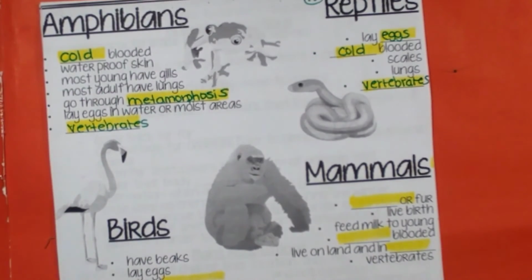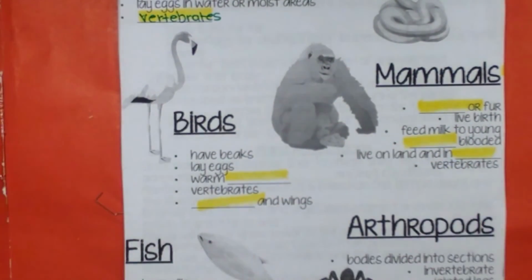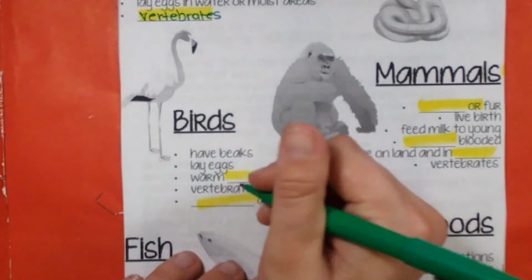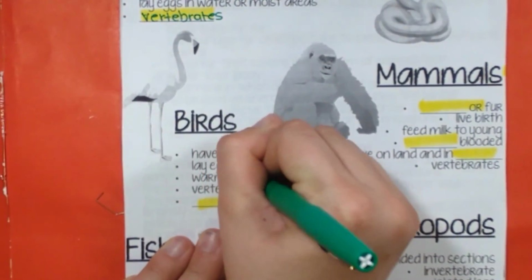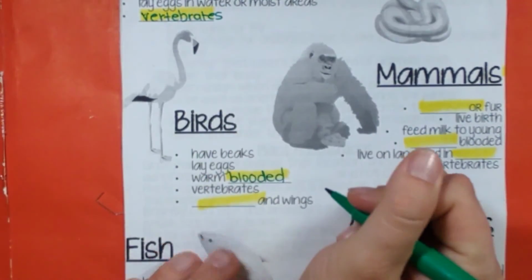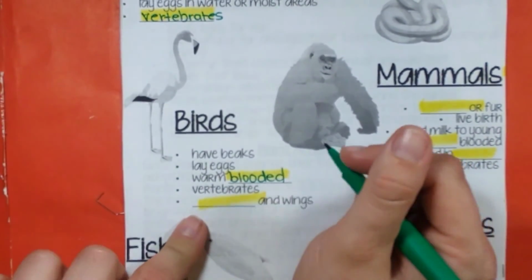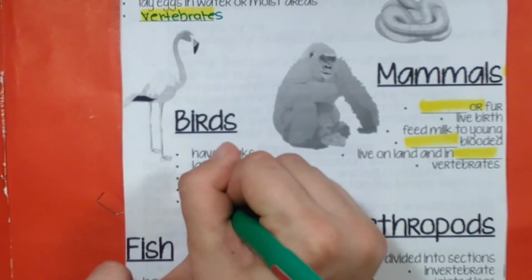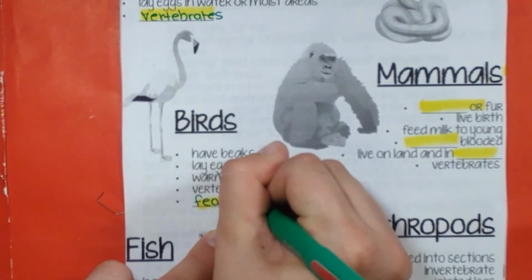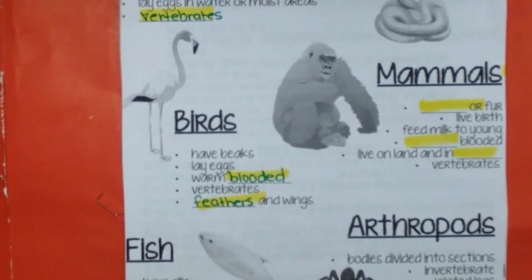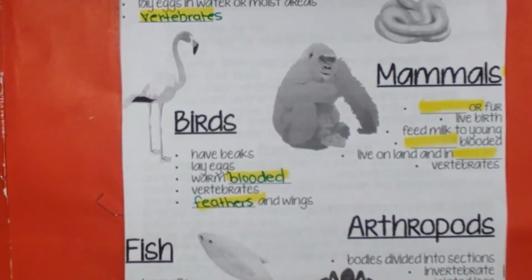The next one is birds. Birds have beaks. They lay eggs. They are warm-blooded, meaning their body regulates its own temperature. They are vertebrates, and they have feathers and wings. Notice it does not say that they all fly, because not every bird flies, but they do have feathers and they do have wings.